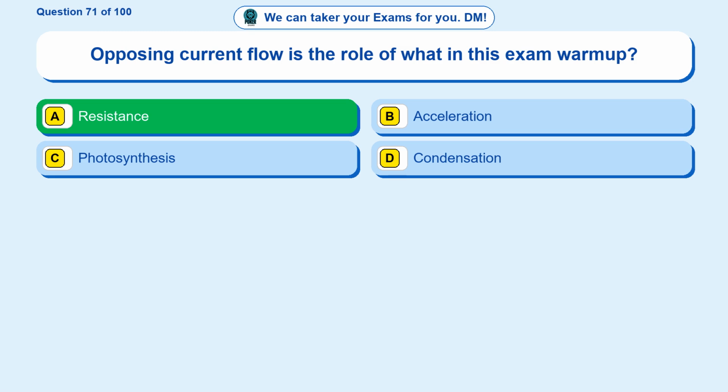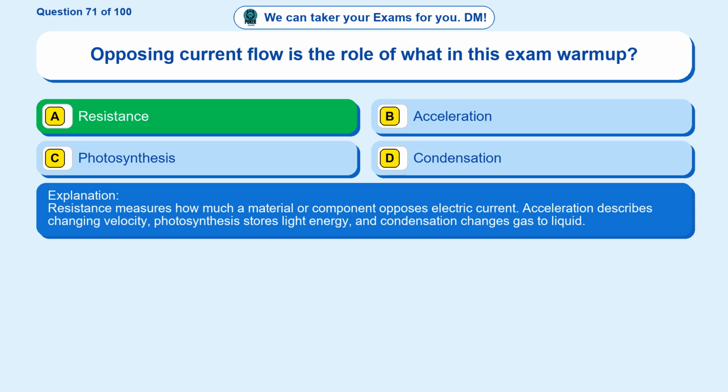Resistance. Resistance measures how much a material or component opposes electric current. Acceleration describes changing velocity, photosynthesis stores light energy, and condensation changes gas to liquid.